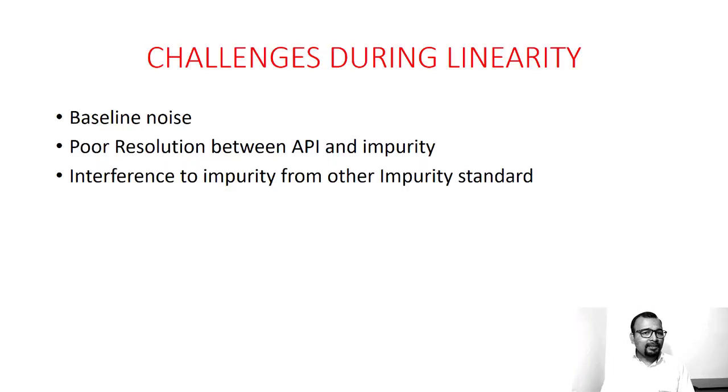So let us understand the three important challenges one has to face. The first one is baseline noise, and I am speaking about the instrument method. The second is poor resolution between API and impurity, in terms of the HPLC method or gas chromatography method. The third is interference to an impurity from another impurity standard. As you know, to prepare the linearity solution of your impurities, you need impurity standard solutions. So what happens if there is interference from one impurity coming at the retention time of another impurity? Let us understand one by one.